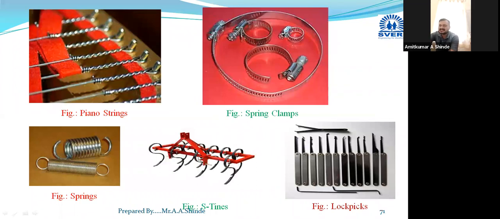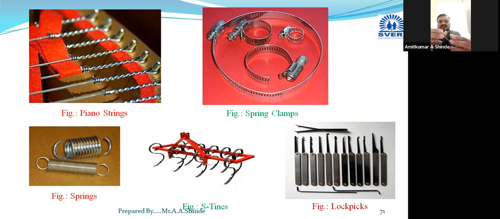Okay, these are yes tines. These are piano strings. Strings are there in your musical instruments. These strings are made up of spring steels only, and these are springs. Okay, these are spring clamps. I think I have one with me also. Okay, this is the spring clamp.